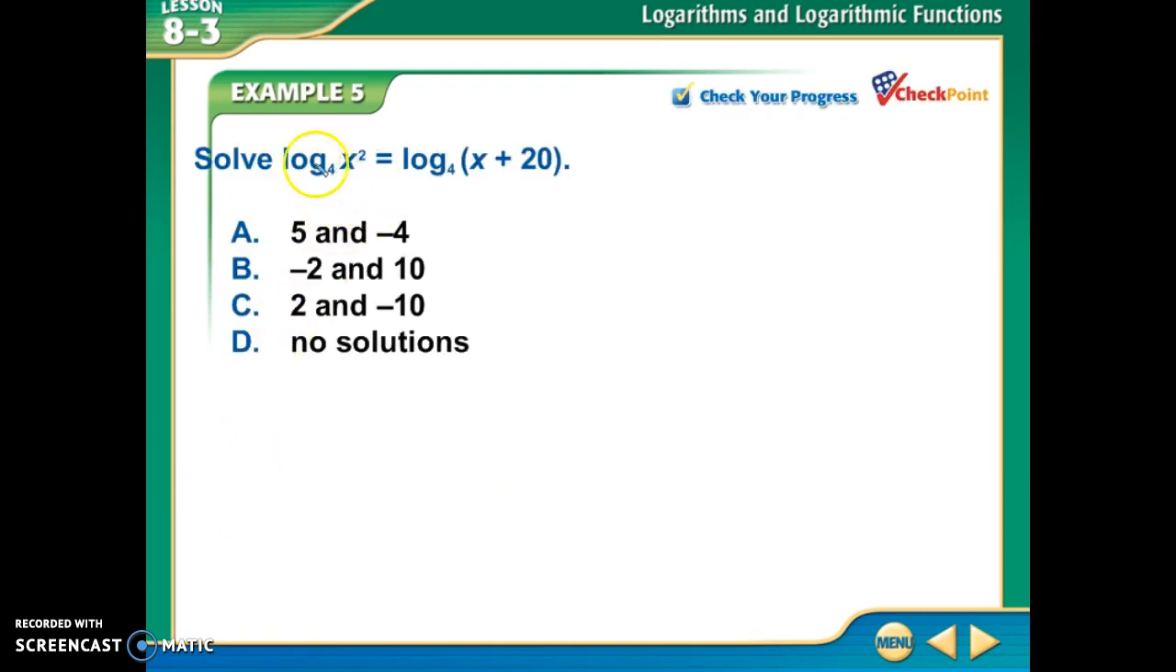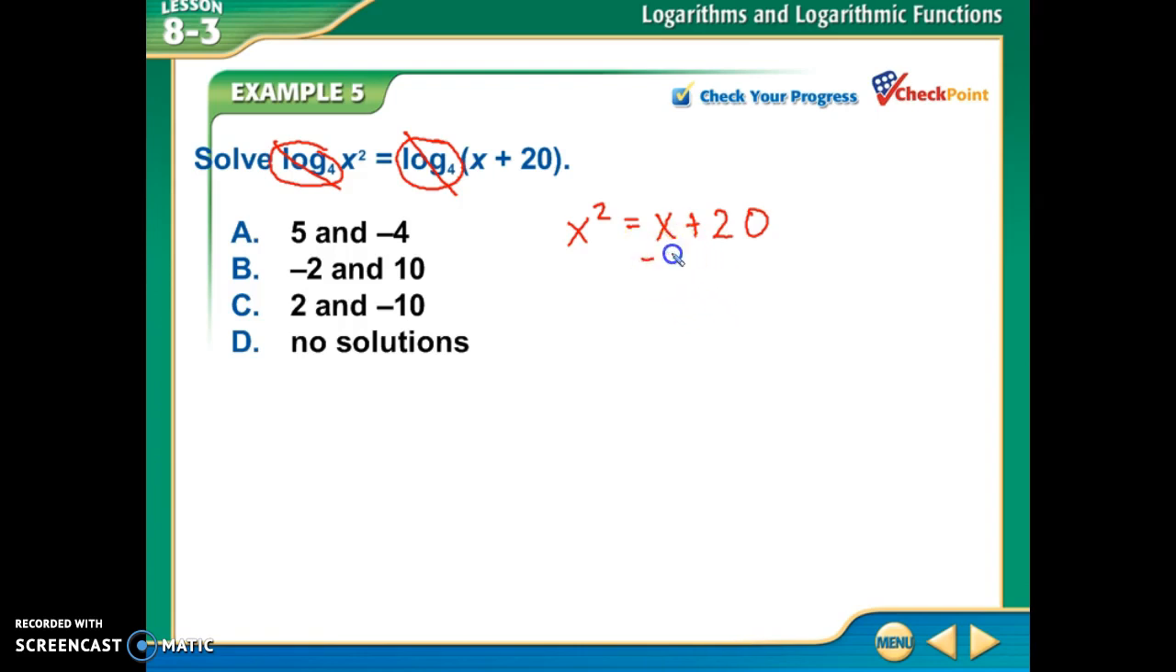Alright, so in this example, I have log base 4, log base 4. So just like with our exponentials, when our bases were the same, I don't need them anymore. So I can say x squared equals x plus 20. And we have a quadratic, so one way of solving a quadratic is to factor.